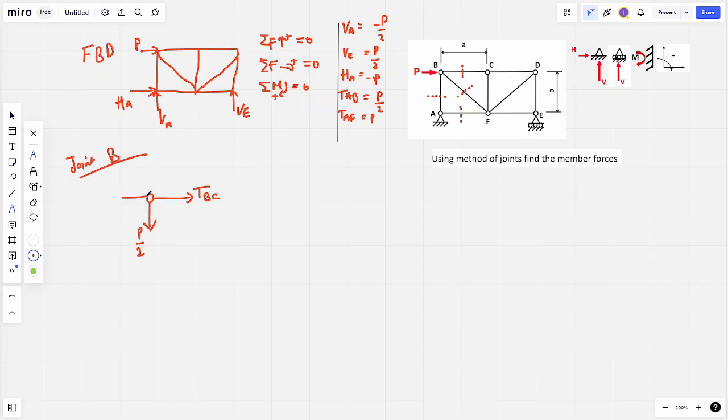We've got external force of P acting on node B, and now we've also got TBF, which is diagonal. This diagonal force we need to resolve to get the horizontal and vertical components. So I'm just going to draw that out on the side here, which is TBF, so it's a little bit more clear.